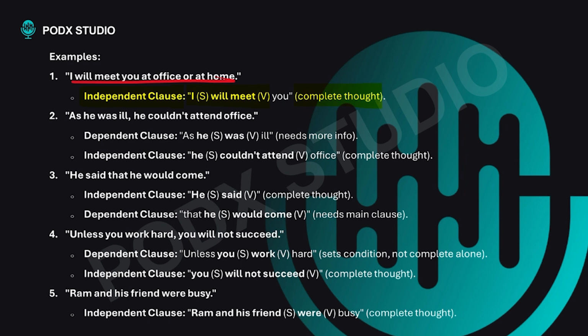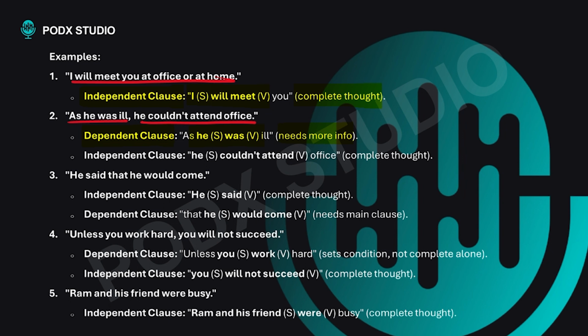And second example, as he was ill, he could not attend office. Here the subject is he, as he was ill. Subject is he, and was is a verb as well. "As he was ill" is a dependent clause. It needs more information. It requires more information. It is not saying he is ill, it is saying that as he was ill. That's why we need more information. It is not complete. It is not giving the complete sense.